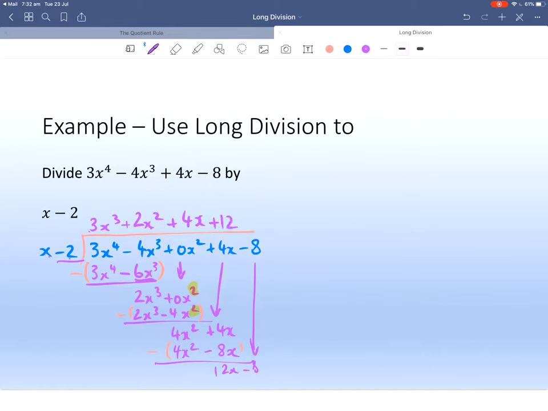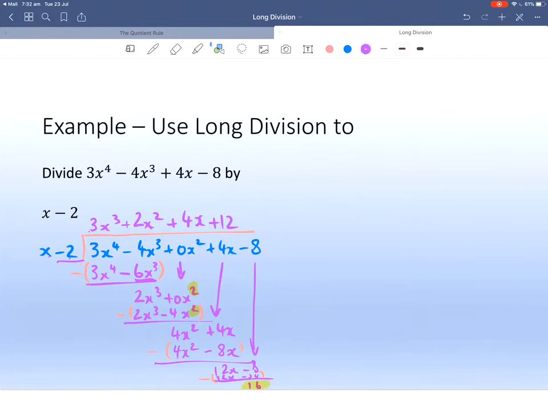Now we're going to multiply through. I'm going to write it tiny so we can fit it in. And then 12 times minus 2 is minus 24. So we get a remainder of, well, just remember to put the brackets and the minus there, and we have a remainder of 16. Okay? So that's our remainder here down the bottom.